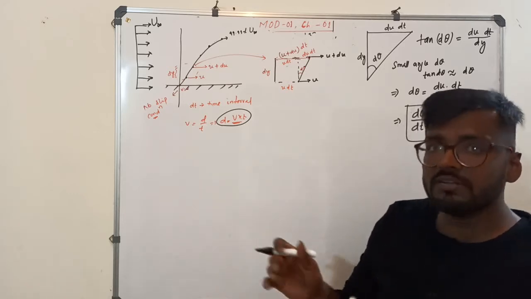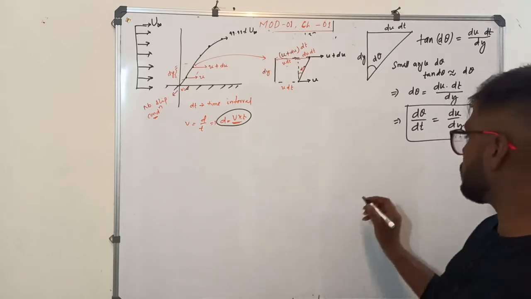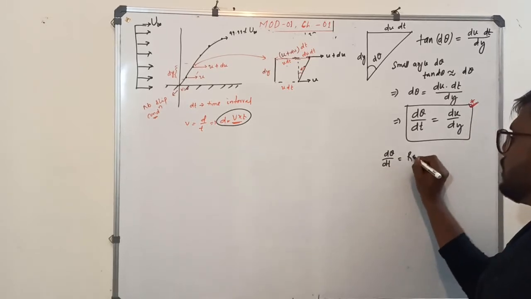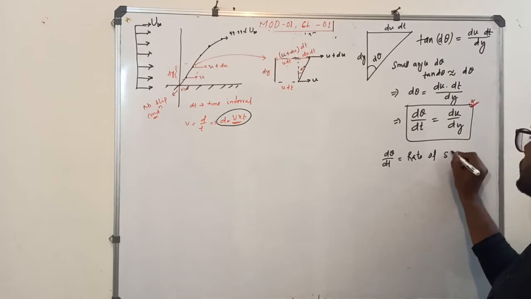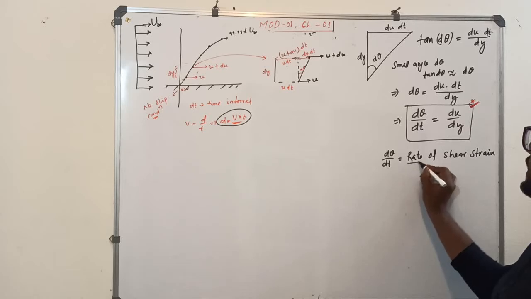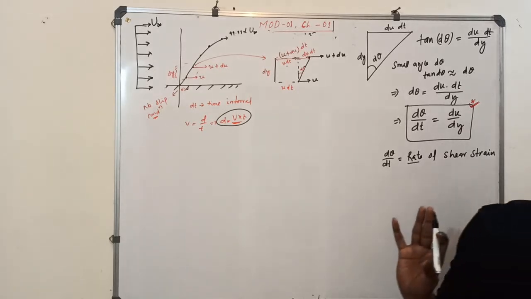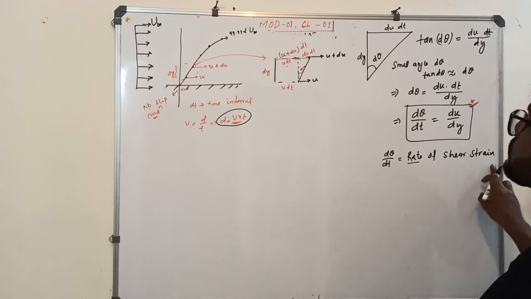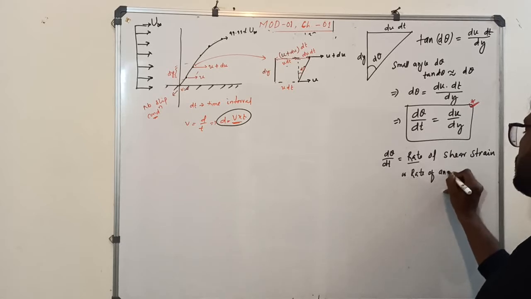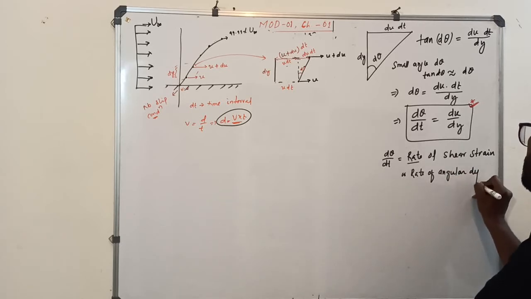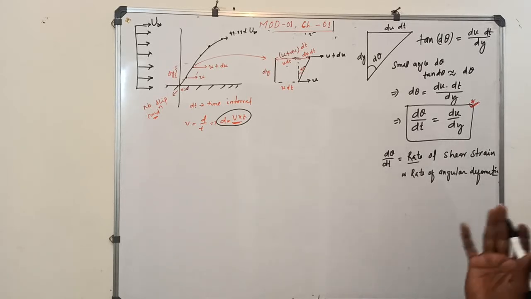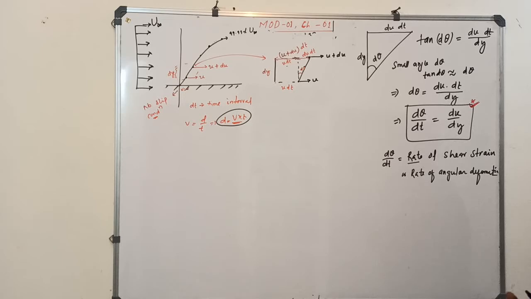How is the shear strain defined? Angular deformation only, isn't it? So here d theta by dt, what do we call it? Rate of shear strain. If you didn't write this "rate", it's gone. A question will come. So remember, it is rate of shear strain or rate of angular deformation. Understood? Okay?